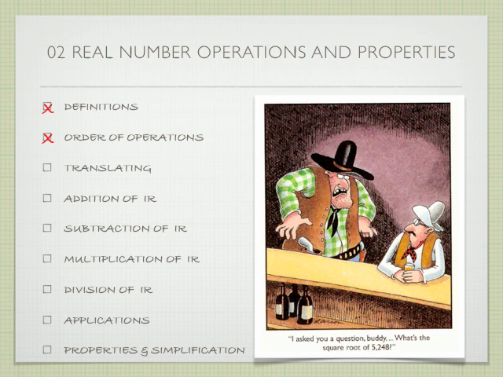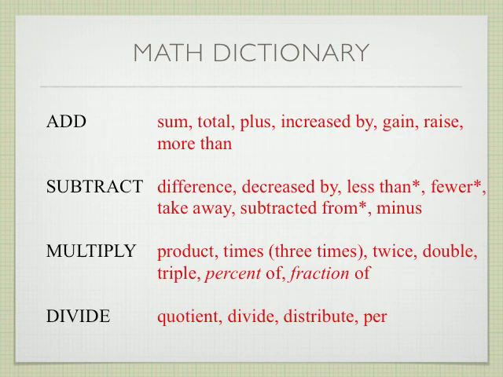Okay, translations. Here's kind of our translation dictionary. Sum, total, plus, increased by, gain, raise, and more than all mean add. There might be more, but those are all that I could really find. Subtract: difference, decreased by, less than, fewer, take away, subtracted from, and minus.